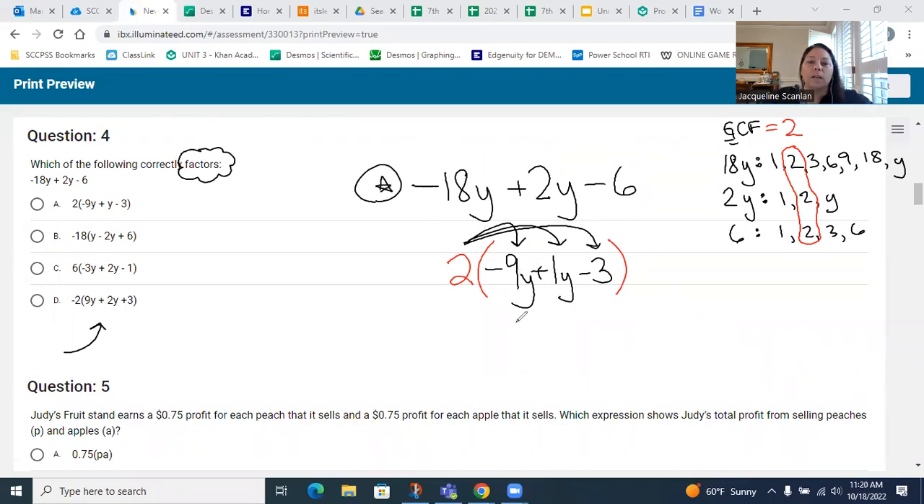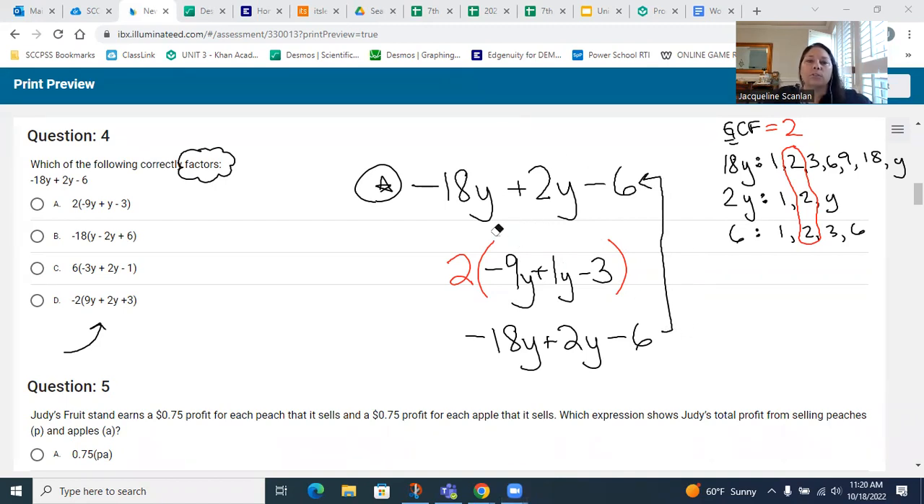So 2 times -9y is -18y. 2 times 1y is 2y, so plus 2y because it's positive. And then 2 times -3, this last distribution here, is -6. Okay, and it matches. So I know I have factored it properly.